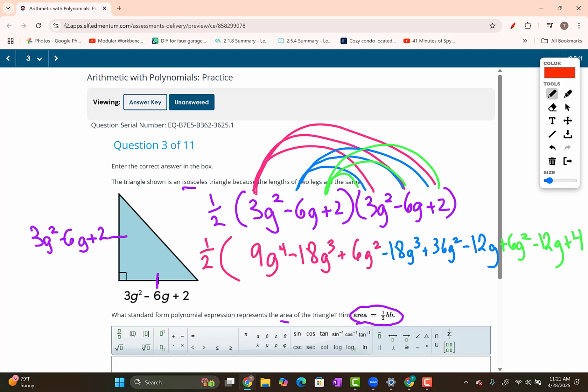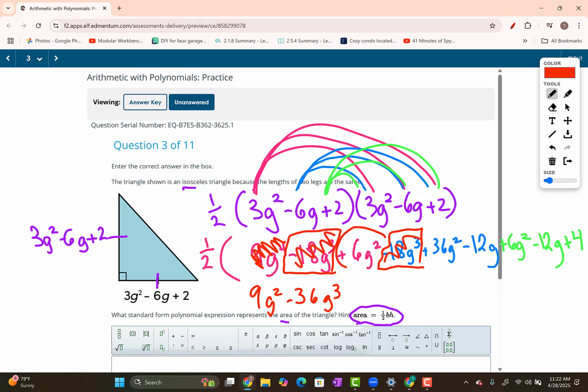9g to the 4th. I'm going to go and bring that down. There are no other g to the 4ths in this problem. I'm also going to mark it out so I know I've used it. Next up, g to the 3rd. I have negative 18g to the 3rd and negative 18g to the 3rd. Negative 18 minus 18 is negative 36g to the 3rd. Again, I'm going to mark them out because I've used them.